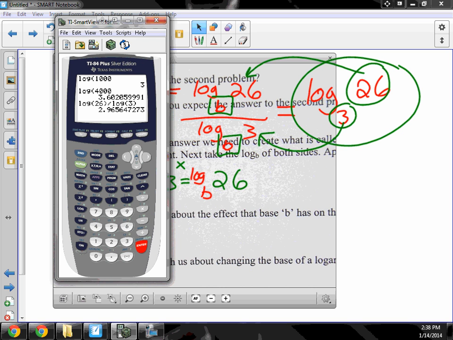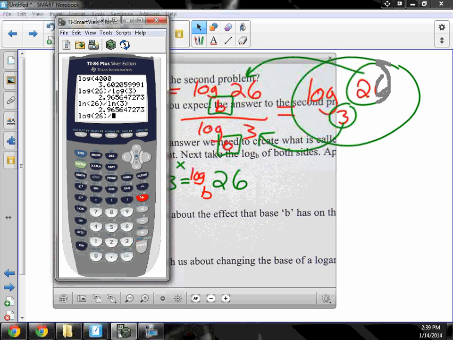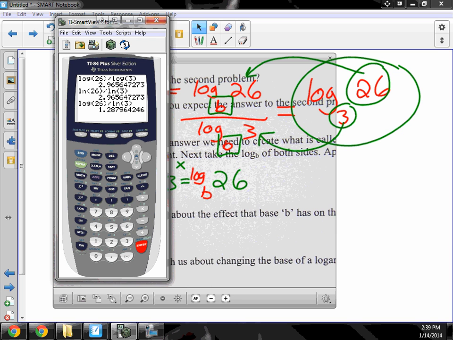Let's try it with the natural log. The ln of 26 divided by the ln of 3. Same answer. What if I did the log over the natural log? So the log of 26 divided by the ln of 3, that does not work. So the change of base formula says if you have a logarithm, you can change it into any base you want as long as you use the same base on the top and the bottom.